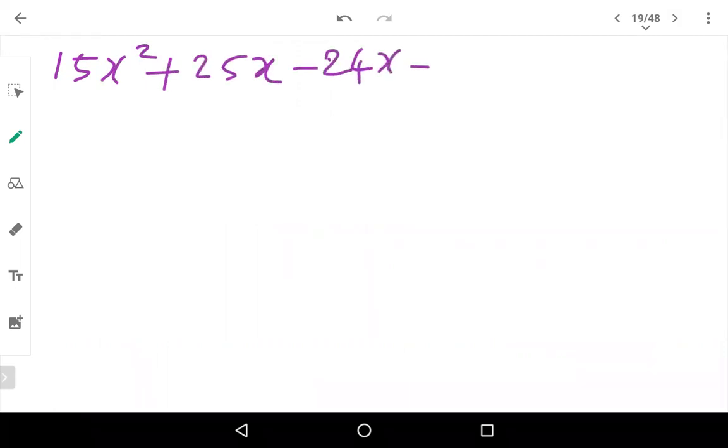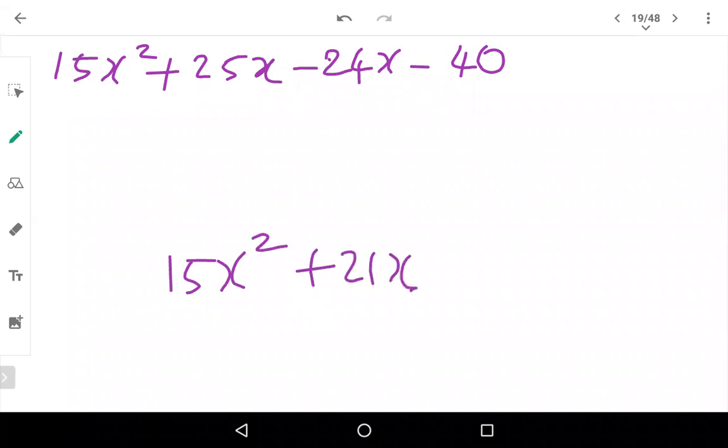Fine. Now here, first write down whatever was there on the LHS side. So 15x² + 25x - 24x - 40. So this is what we had on the LHS side. Now on to the RHS, whatever we had, let us get that also. So on the RHS, we had 15x² + 21x + 15x + 21. Now this was our RHS.